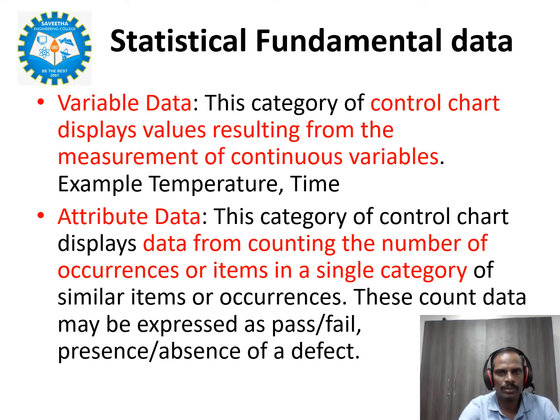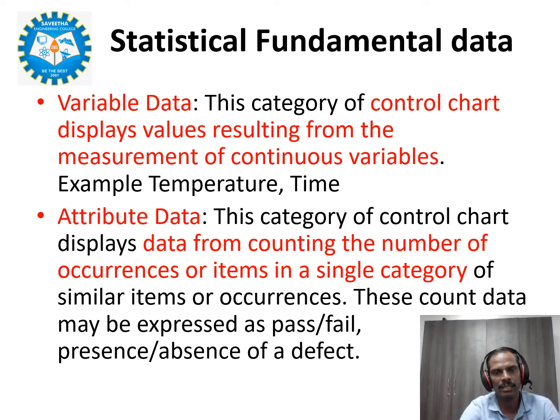Statistical process control has fundamental data. Fundamental data is nothing but the variation occurring in the process, and the collected data is divided into two types: one is variable data, another is attribute data. Variable data means the control chart displays values resulting from the measurement of continuous variables, for example temperature and time. Based on this, we check whether the temperature is maintaining the standard values, or whether the time is within the specified limit or exceeding it.